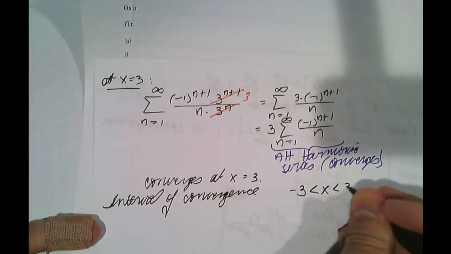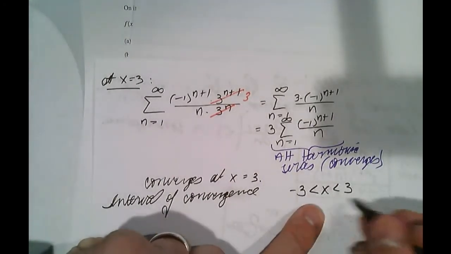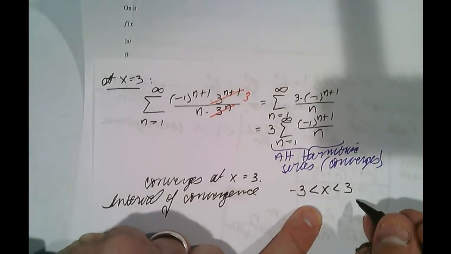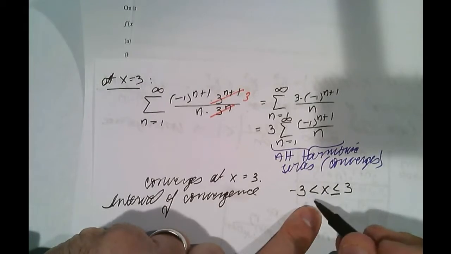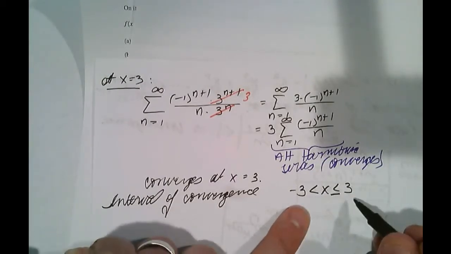We knew we had convergence inside the interval -3 to 3. We've established that we have convergence when x equals 3 and divergence when x equals -3. So this is our final interval of convergence.